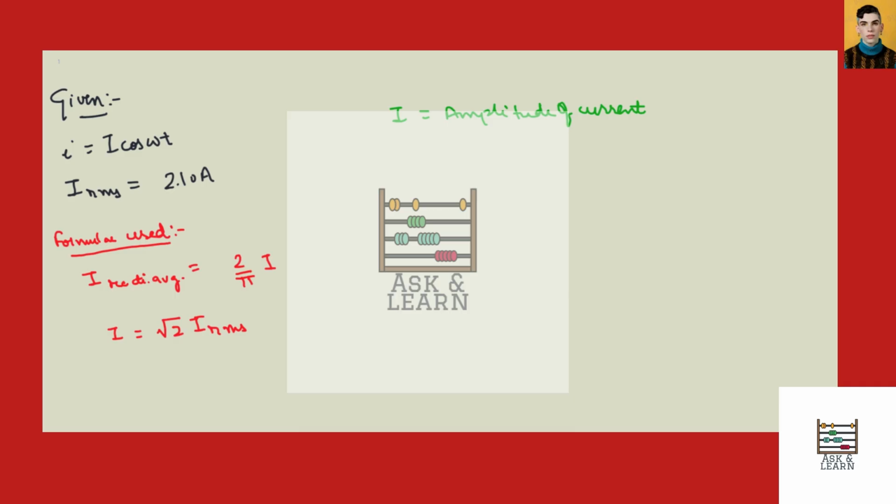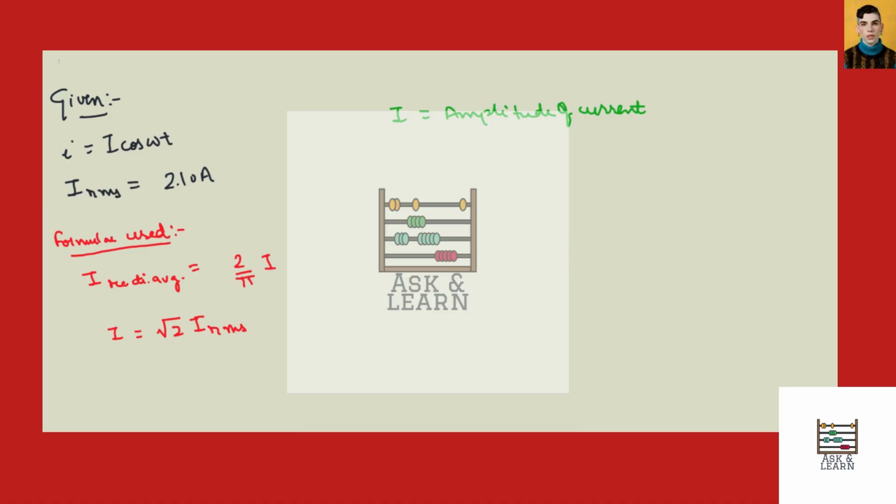We are given that the IRMS, which is the root mean square value of current, is 2.10 ampere. We have three parts to this question and we have the formulas here. We have I rectified average, which is the average of the rectified current or rectified circuit, which equals 2 over pi times I, and this I is the amplitude or the maximum current. And we have another formula for the simple circuit: I equals root 2 times IRMS.